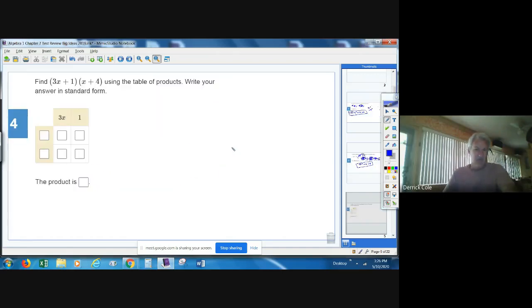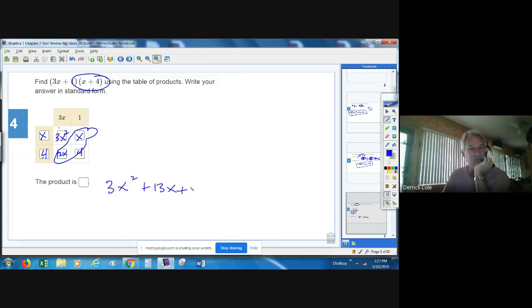Done. All right. Using this table, we're going to put the rest of this in here. So this needs to go on this side, x plus 4. Now you're going to multiply x times 3x, 3x squared, x times 1, x, 4 times 3x, 12x, 4 times 1, 4. Combine these two terms, so I get 3x squared plus 13x plus a 4.